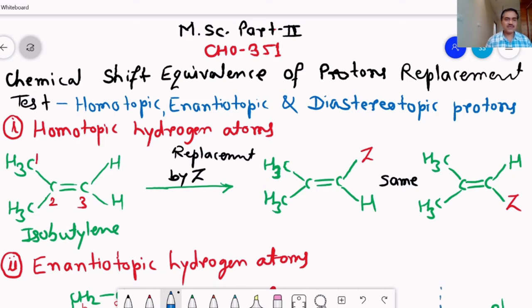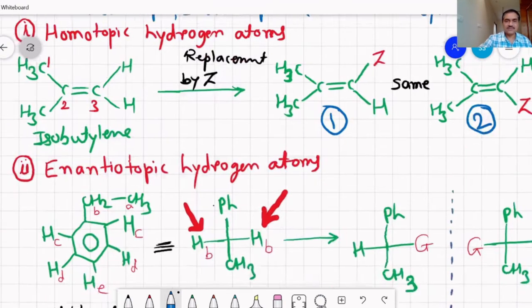Here the protons which are attached to the third carbon atom, we replace one by one. First of all, when we consider the first example, hydrogen is replaced by Z, and in the second also hydrogen is replaced by Z. But the first example and second example after replacement of Z are the same, and such type of proton is called homotopic hydrogen atoms.